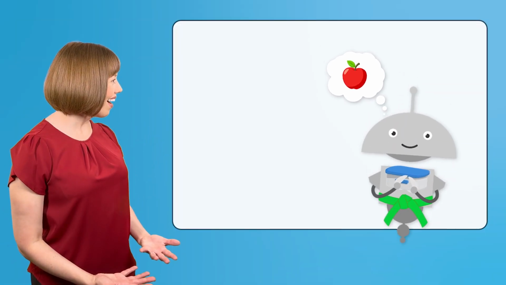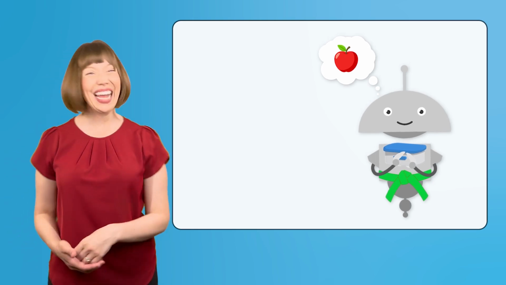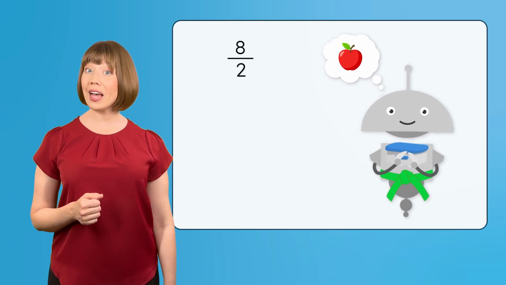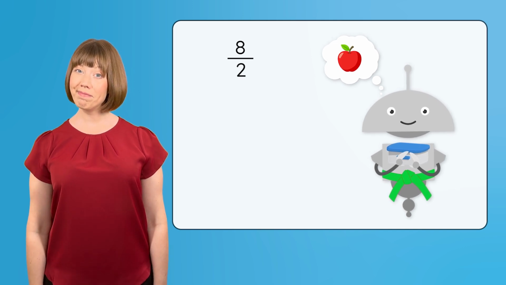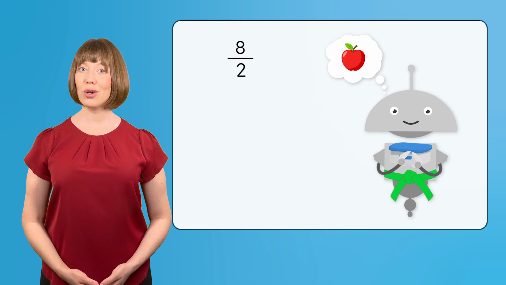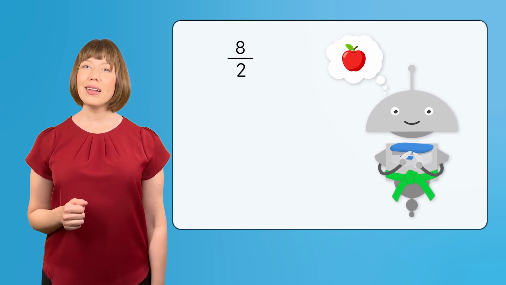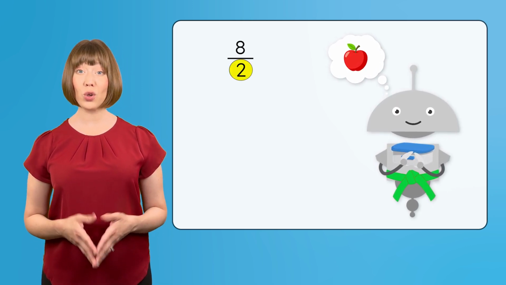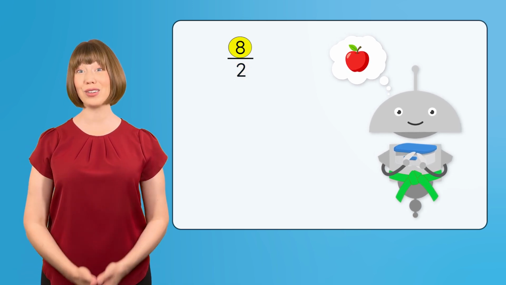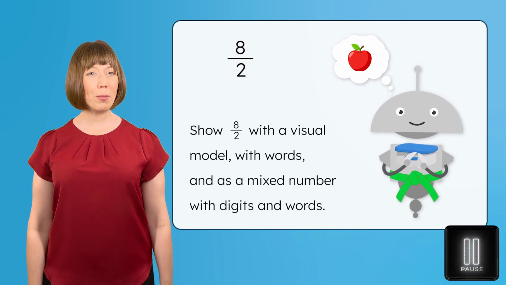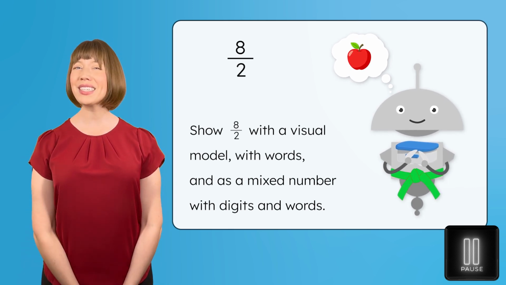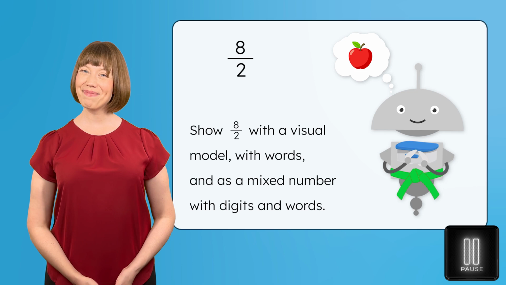Oh, a snack? Good thinking. Is the amount of apples in that container more or less than 1 whole? The numerator is greater than the denominator, so it's more than 1 whole. Think about how many parts each whole needs to be broken into and how many total parts we have. Pause to represent this with a visual model, with words, and as a mixed number in your guided notes.